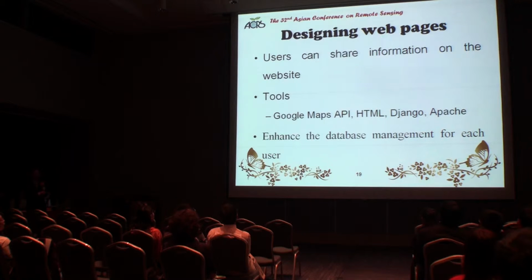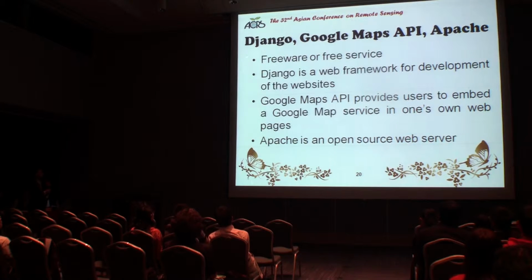For designing web pages, the objective is that all users can share information on the website. We use tools: Google Maps API, HTML, Django, and Apache. And by this method, we also want to enhance the database management for each user. And these tools, Django, Google Maps API, and Apache, are all freeware or free services.